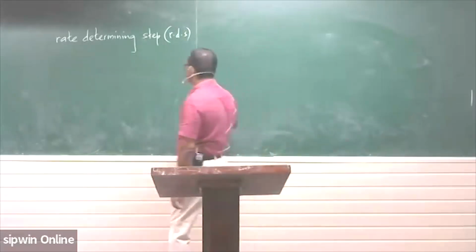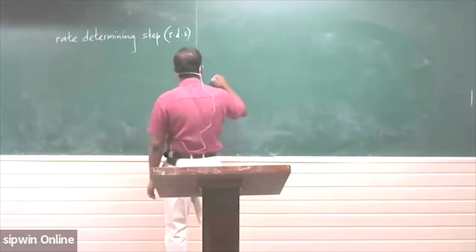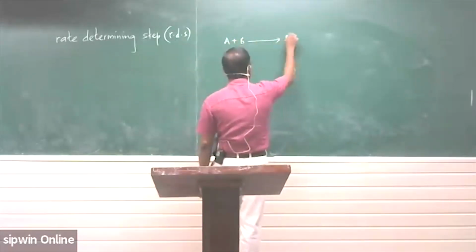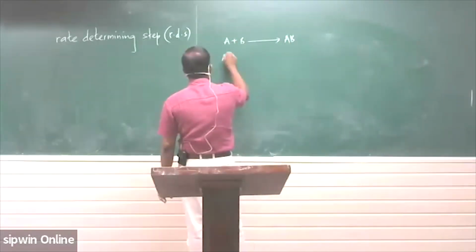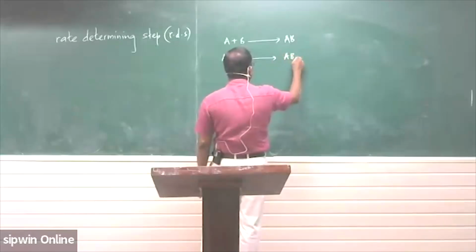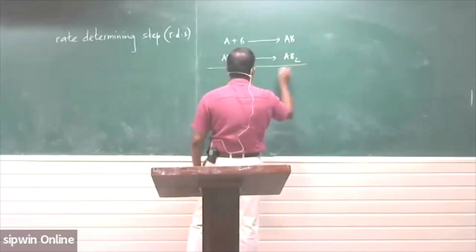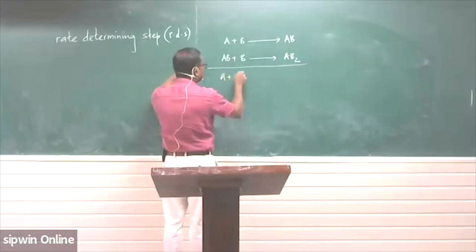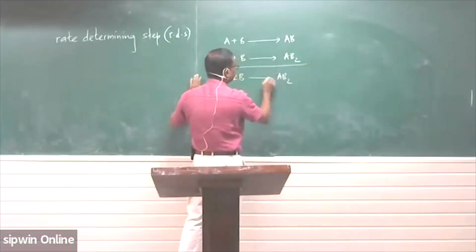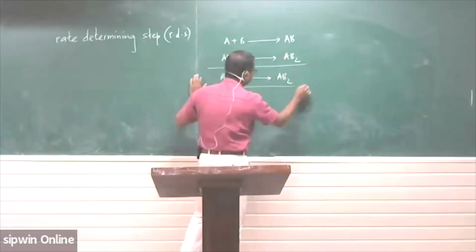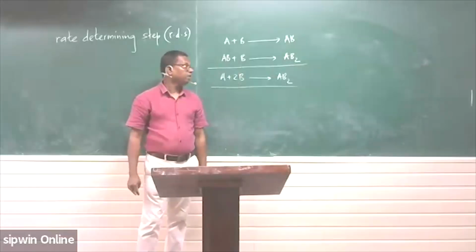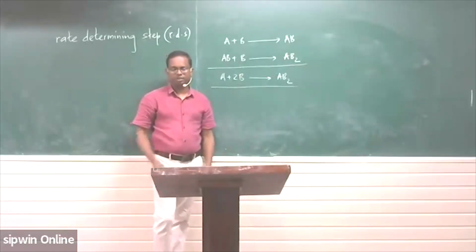Let's take a mechanism: A plus B gives AB, then AB plus B gives AB2. The overall reaction is A plus 2B gives AB2. Say for example A plus B into AB.